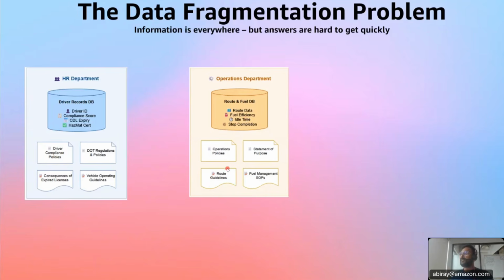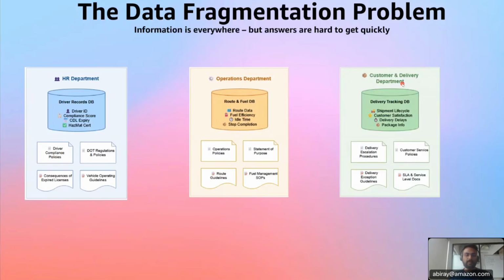They have a third department called the customer and delivery department. This department covers the full shipment lifecycle data, including delivery status, customer satisfaction rate, and so on and so forth. And again, they have their own policies and documentation.